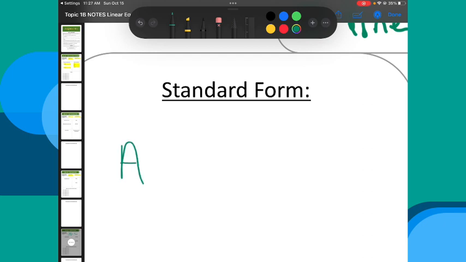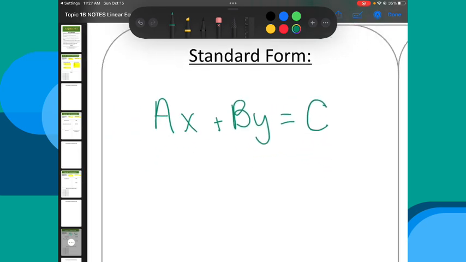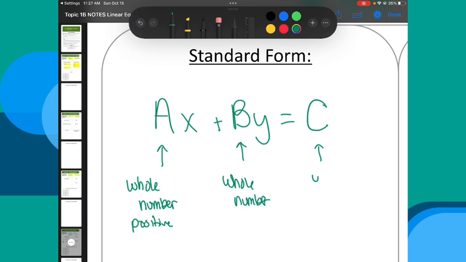It looks like ax plus by, and it equals c. So some things about a, b, and c. None of these are m, so they're not your slope. But a is a whole number, and this one has to be positive. B is also a whole number, and then C is also a whole number. So there's no fractions involved, which is nice. We don't touch x and y again. Don't touch.